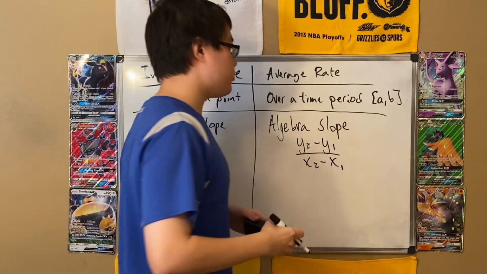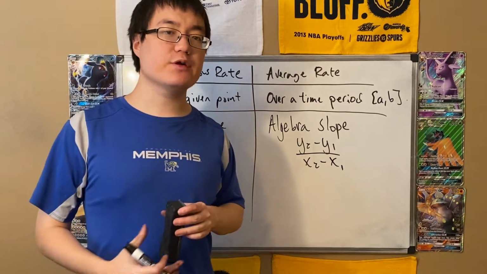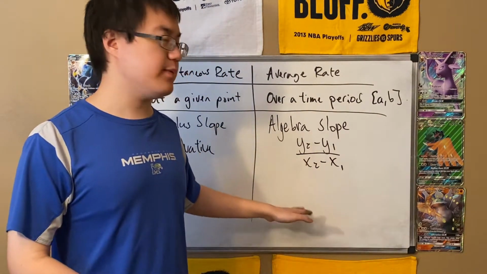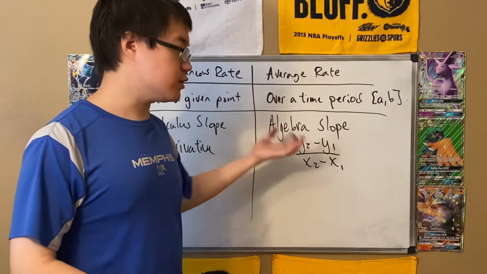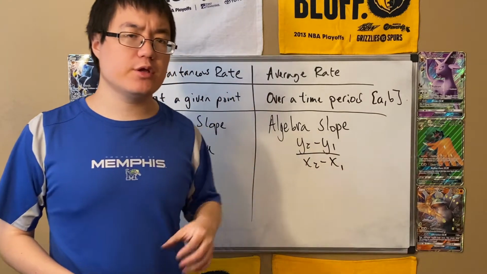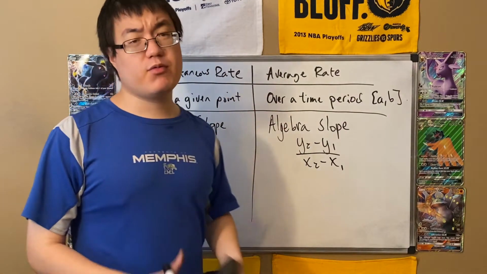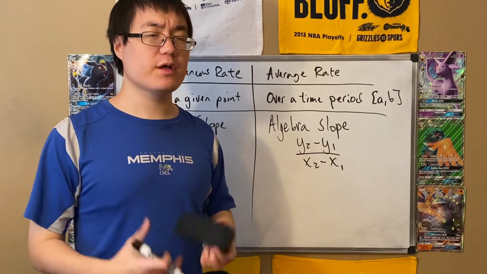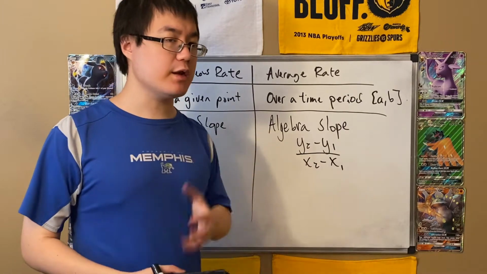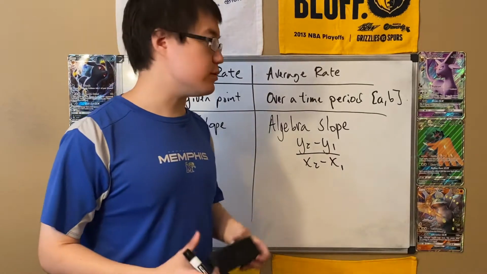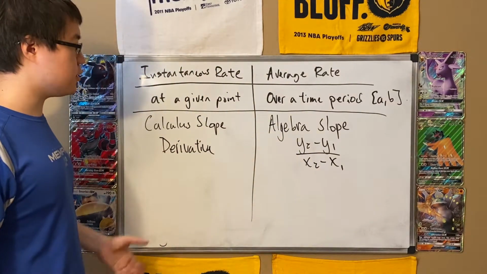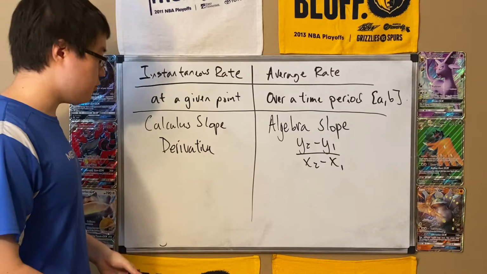People love the average rate question because when you see average rate, it's one of the only questions on the AP exam where you don't take derivatives or later on integrals. You just do algebra slope instead. So usually they're pretty easy. Keep in mind that we will learn another formula for average rate that will involve integrals, but we're not ready for that yet. So for now, think about average rate as algebra slope. So instantaneous rate is calculus slope, average rate is algebra slope.